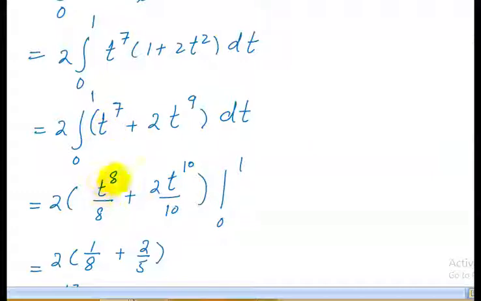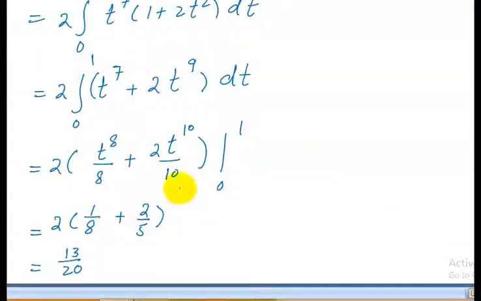Integration t^7 is t^8 by 8 and integration 2 into t^9 is t^10 by 10. After some simplification, it becomes t^8 by 8 and 2 t^10 by 10. Now we put limit from 0 to 1, putting t equal to 1, it becomes 1 upon 8 plus 2 upon 5. So this is equal to 13 upon 20.